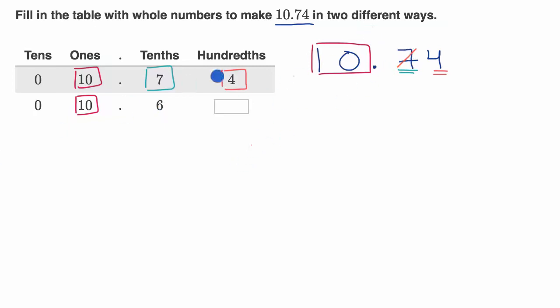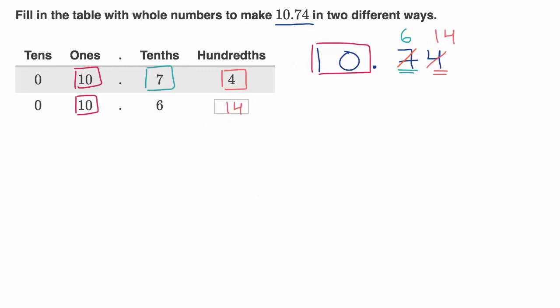So now this is going to be 6 tenths. And where are you going to put that tenth? Well, you could put it in the hundredths place, but a tenth is going to be 10 hundredths. So if you add 10 hundredths to the 4 hundredths that are already there, well, that is going to give you 14 hundredths. So we would put a 14 right over there.